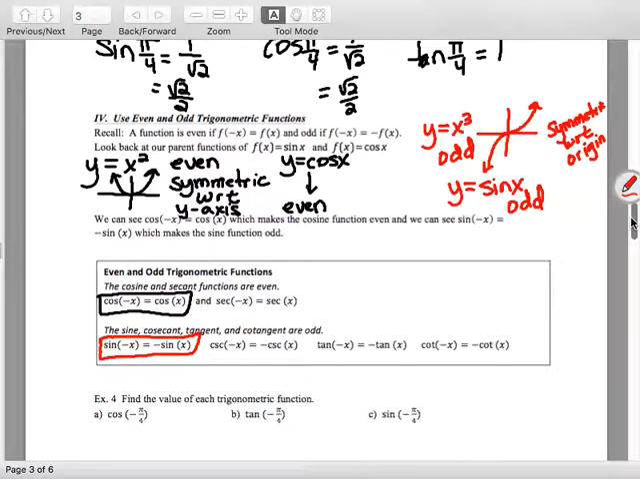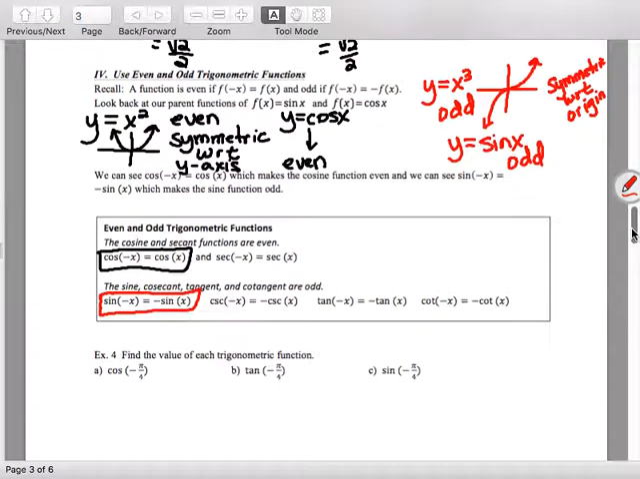And then tangent is also odd. And tangent looks like this if I do a quick sketch. And we'll graph in detail end of next week. But for now, tangent and sine are odd, cosine is even. The reciprocal functions go with their partners.